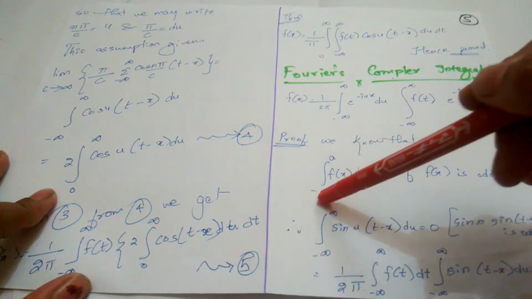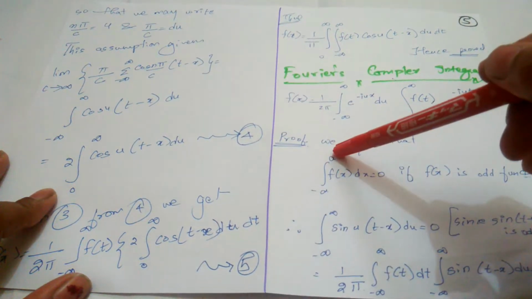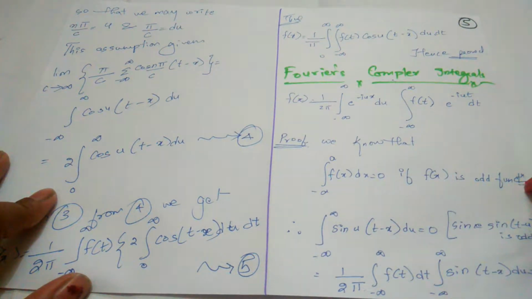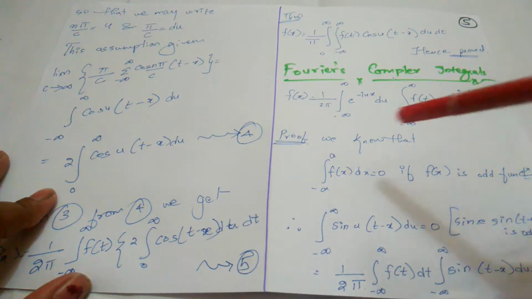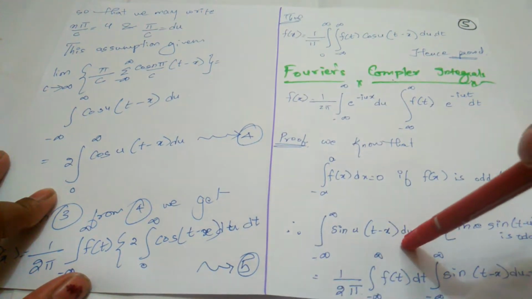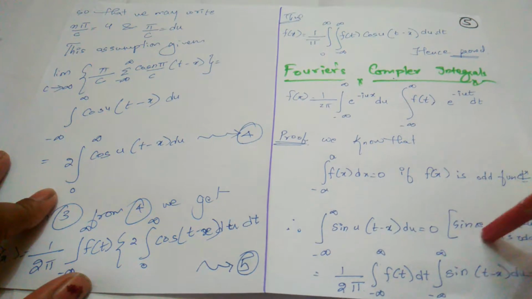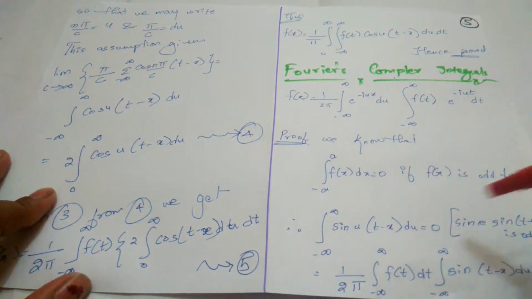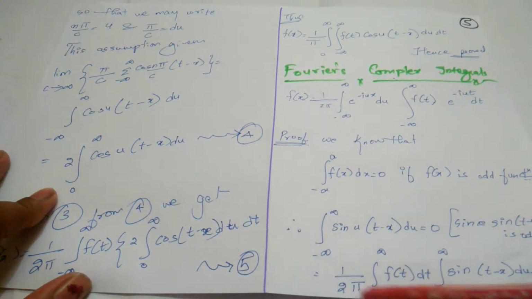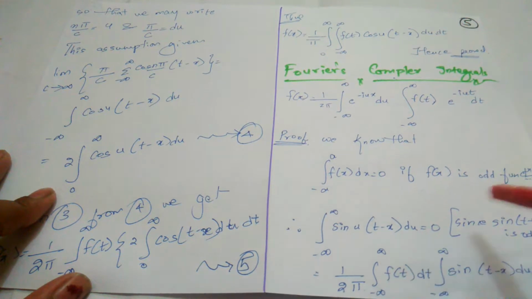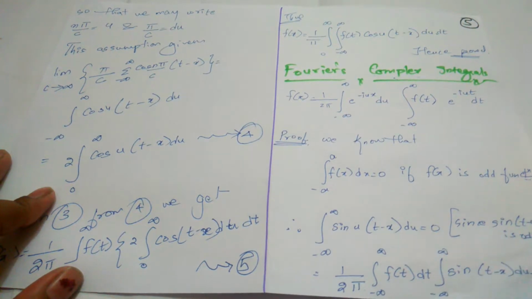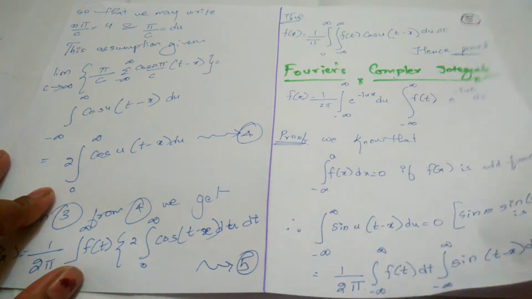As we know, integral minus a to a f of x dx is equal to 0, as f of x is an odd function. So in odd cases, we have integral minus infinity to infinity sin u(t minus x) du is equal to 0. This comes out to be zero when the functions are odd. So as a result, what we are getting here, 1 upon 2 pi integral minus infinity to infinity f of t, again integral minus infinity to infinity sin u(t minus x) du, which is equal to 0.